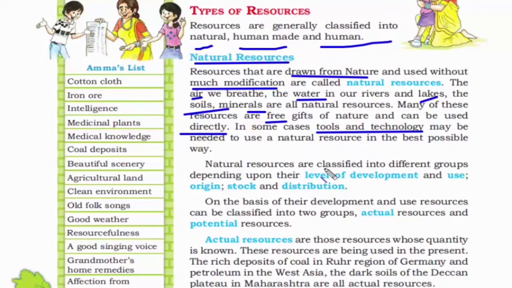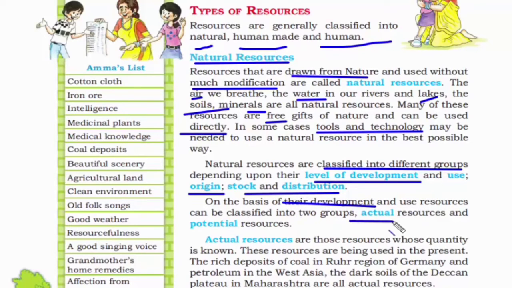So now natural resources are classified into different groups depending upon level of development and the use of origin, stock and distribution. So these are the simple factors on which we will classify some of the natural resources. On the basis of development, we will distribute resources into two categories, that is actual resources and potential resources. By the name you can figure out, by actual resources it means how much we have, how much of it is available, and potential means how much it can create, or what is the maximum it can produce. Actual resources are resources whose quantity is known.